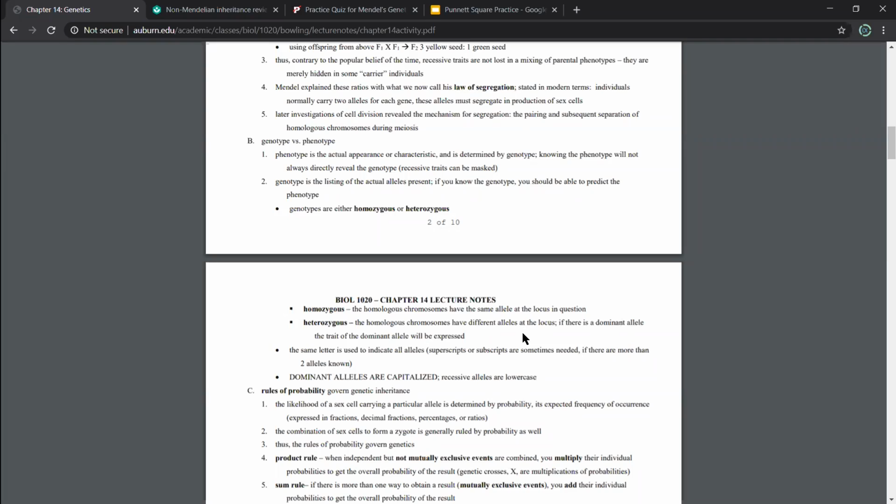So in heterozygous organisms, the dominant allele will be expressed. That's because if you have a recessive allele, it's not going to show over the dominant.